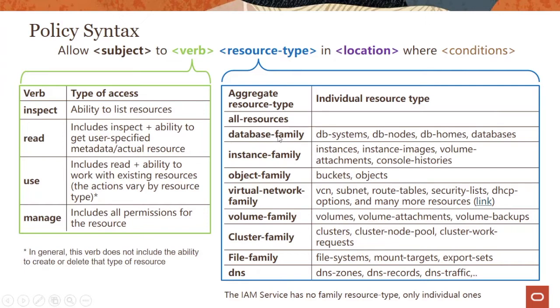So if you just want to restrict access to database, you could say database-family, instance-family, virtual-network-family, and so on and so forth. If you want to go very granular within virtual-network-family, you could have VCN, subnets, route tables, and so forth. The whole idea is you can be very granular and provide role-based access control. And you can read more in the documentation as to what specific resource types are available, what the individual resource types are, and how you combine the various verbs with these resource types. There are good documentation pages on those.